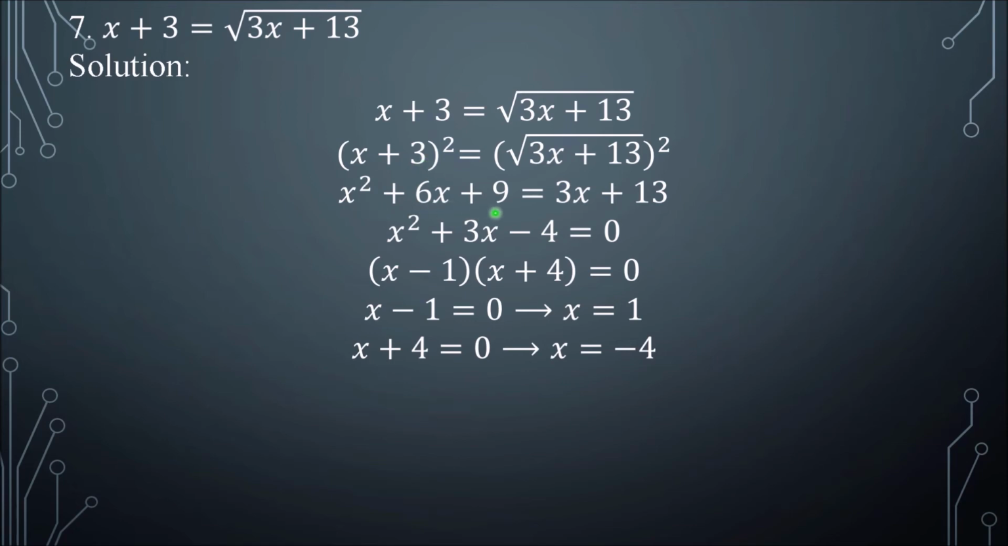So this will be the expansion of x plus 3 squared. Then 3x plus 13, the radical sign is removed after squaring. Now combine similar terms. X squared has no partner, but 6x minus 3x is 3x. 9 minus 13 is negative 4.